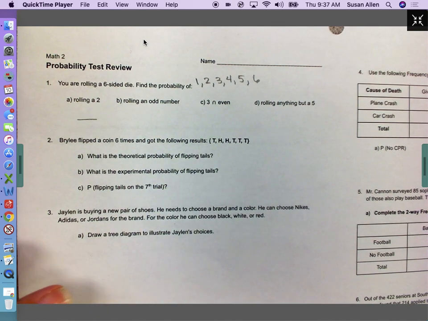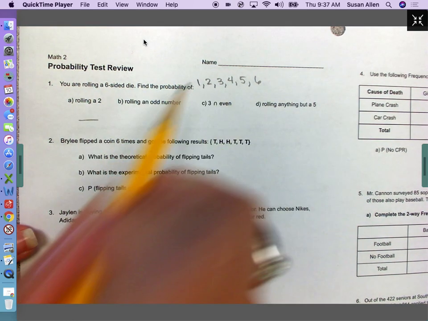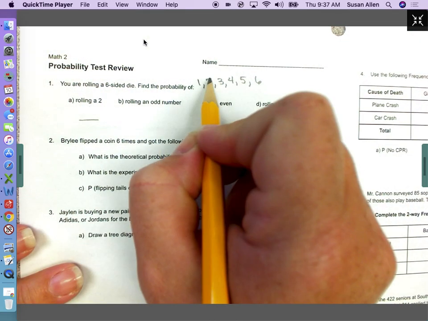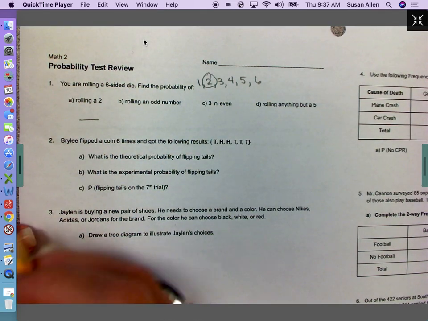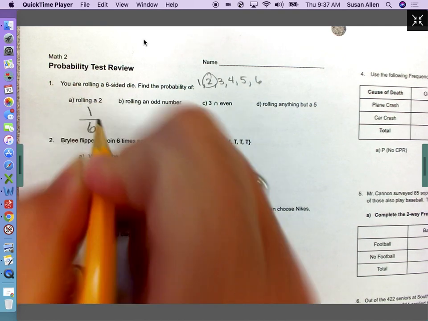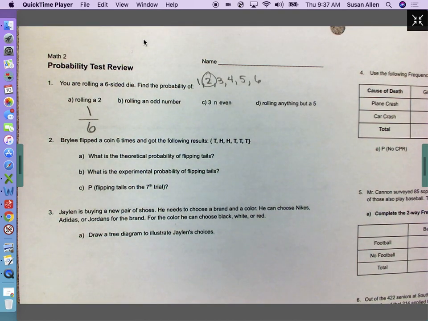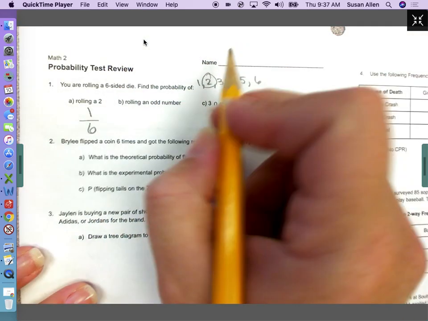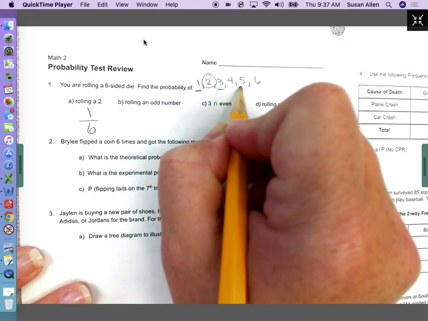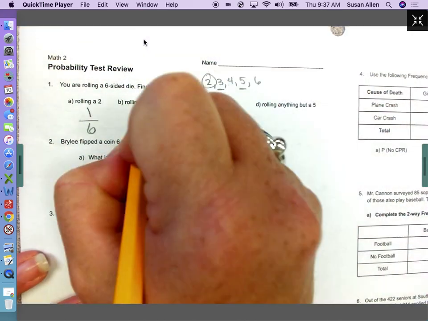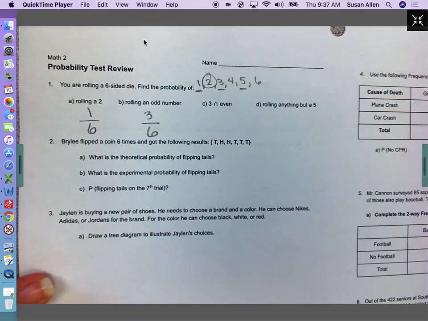All of your answers for probability problems are fractions, so please make sure you have a numerator and a denominator to every answer. Out of your 6 possible outcomes, one of them is a 2. So the probability of rolling a 2 is 1 out of 6. For B, you are asked, what is the probability of rolling an odd number? Out of your 6 possible outcomes, your odd numbers are 1, 3, and 5. So there are 3 odd numbers out of 6.